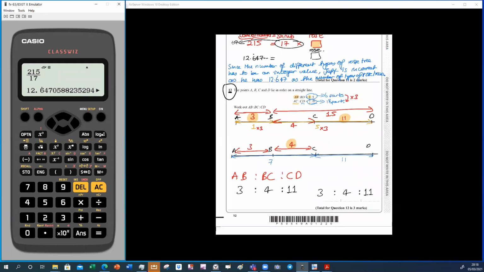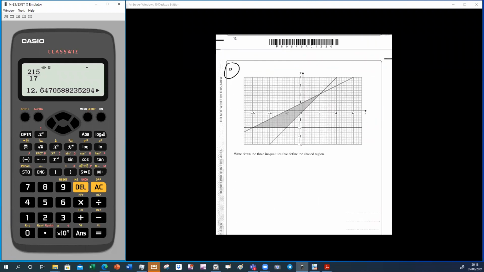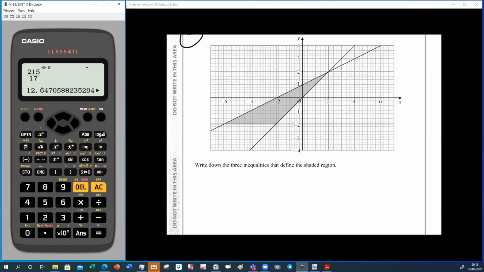Okay, question number 12, well done. Question number 13. The topic here is inequality regions. But in order for us to understand the shaded region, we need to understand how to work out the equations of the lines involved.